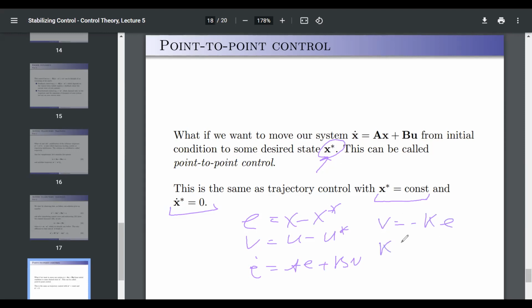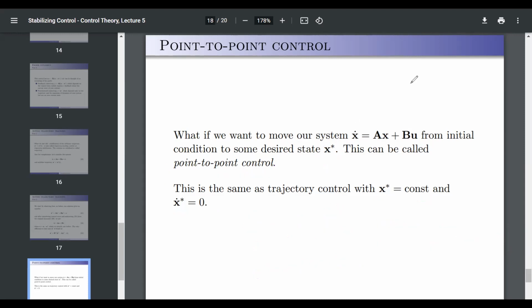And then to find K, you just call place on A, B. That's it. So you don't really need to do anything different here. It is a different approach to control, you can say. Instead of giving it a trajectory, you just give it a final point, but just treat this final point as a trajectory. And that's it. We get it for free.